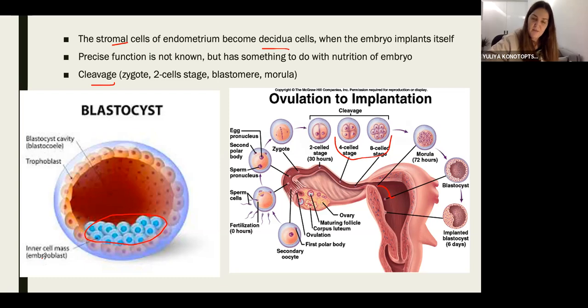Proper. Yes. Embryo proper. Okay, so inner cell mass, embryoblast or embryo proper. How do you call this one? Outer cell mass, trophoblast. And what is this blue thing?